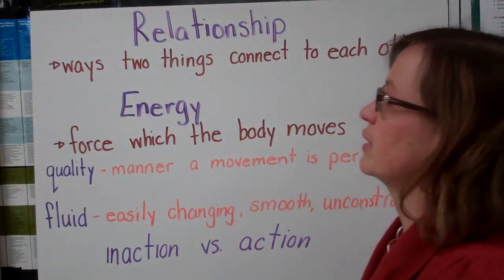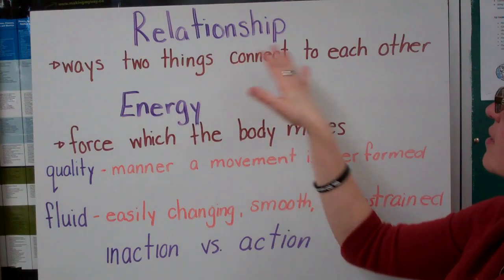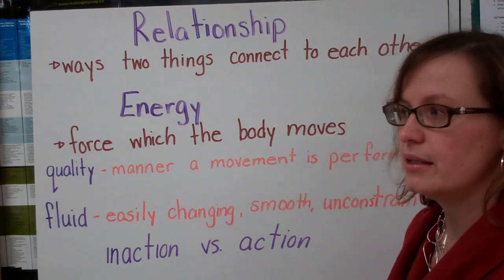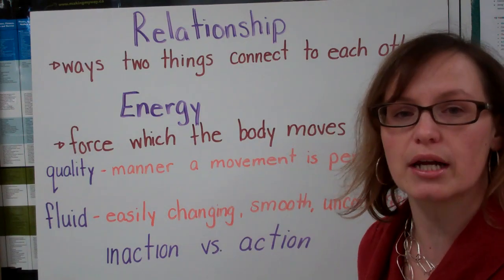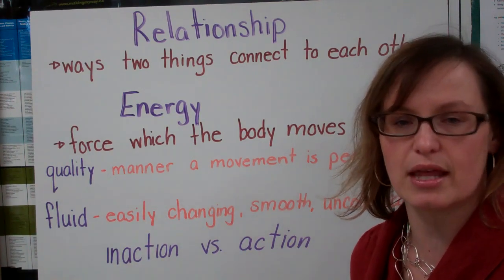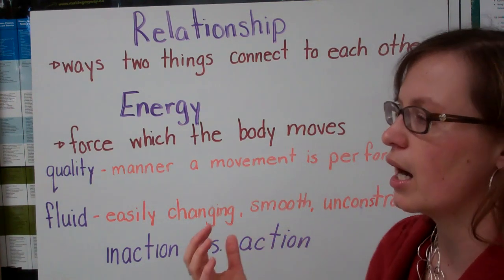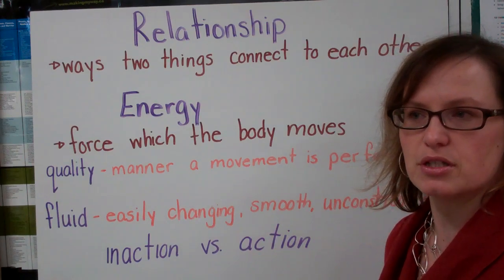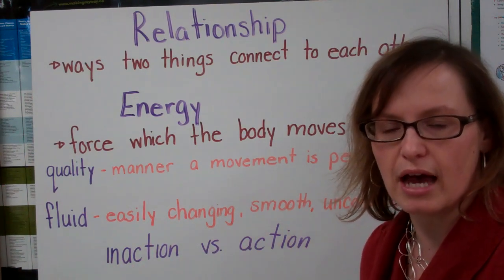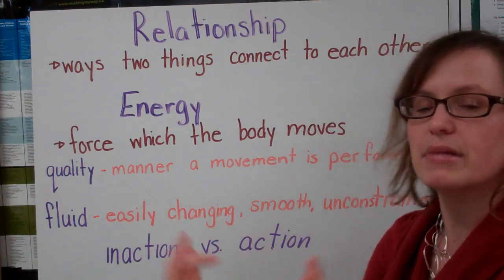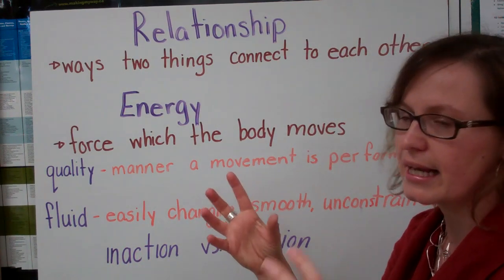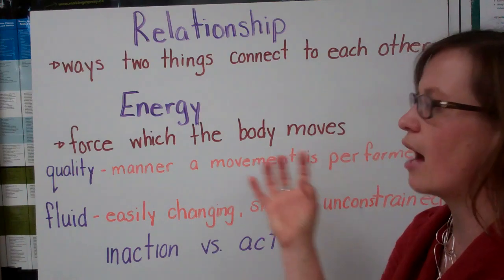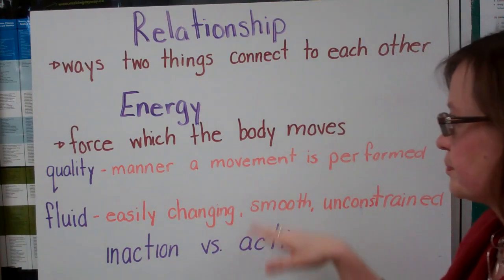The fourth element is relationship. The ways two things connect to each other. Now this could be dancer to dancer, dancer to object, or parts of the body on the dancer themselves, right side versus left side. And it's important to understand relationship to see how the two parts work together. Are they communicating? Are they mirroring each other? Are they working in opposites? So understanding how different dancers work together and how they use the stage and the props.